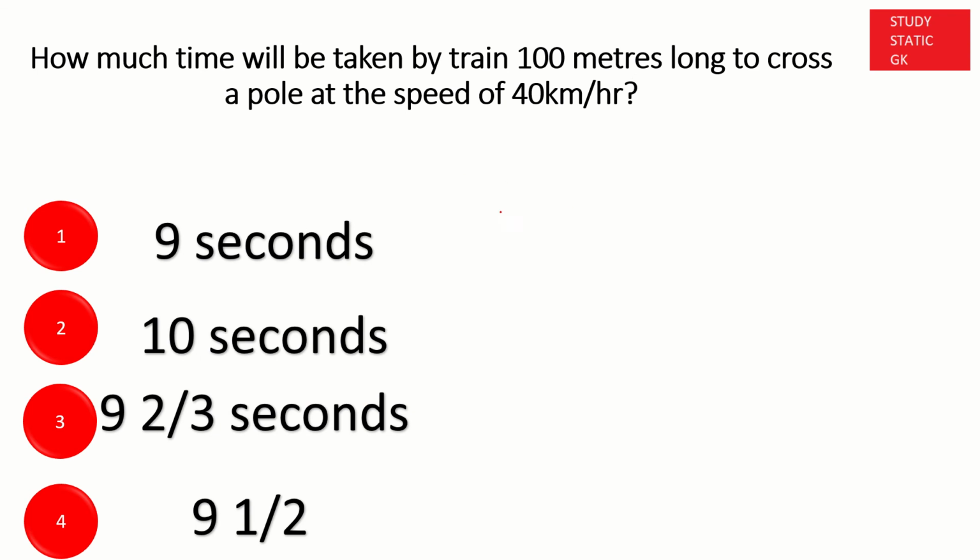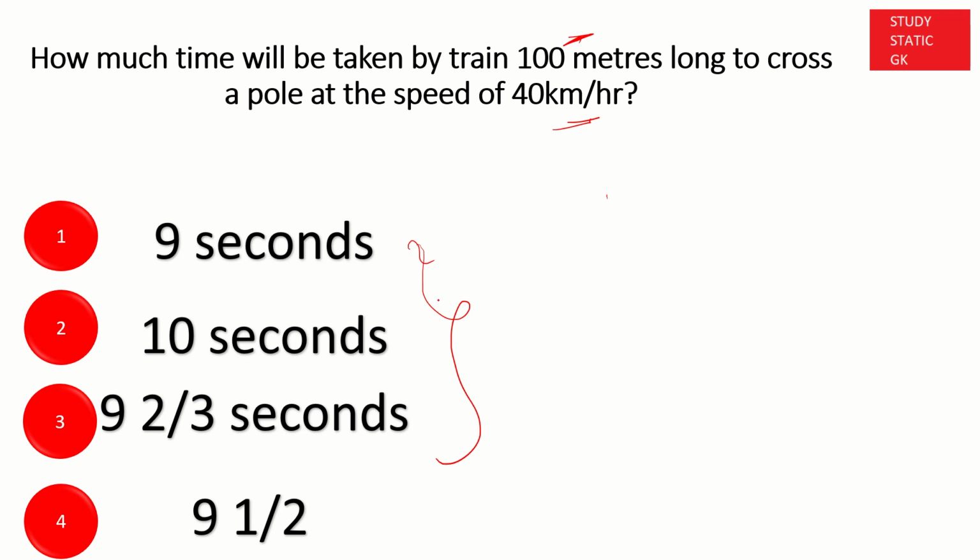In how much time will be taken by a train 100 meters long to cross a pole at the speed of 40 kilometer per hour. So in this type of questions you should be very cautious about the units. Here the unit is given as kilometer per hour, but the distance is given in meters. And again the options are in seconds.